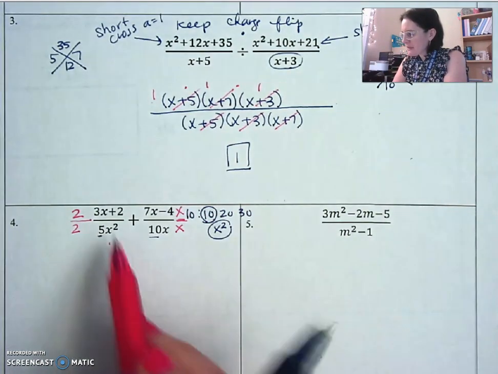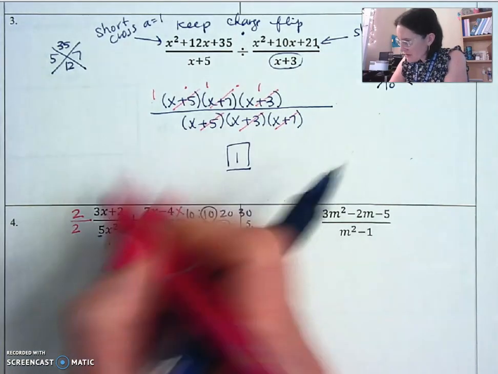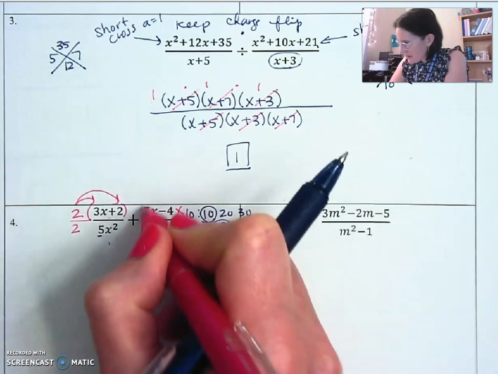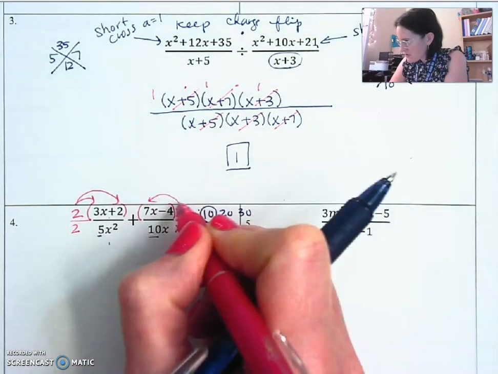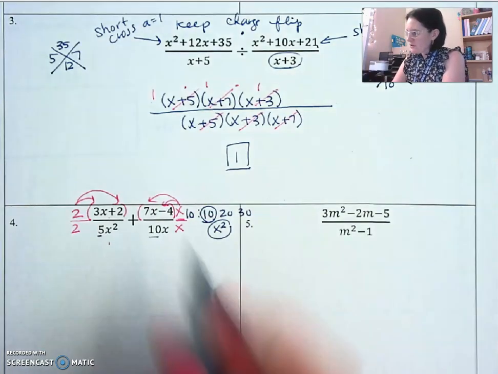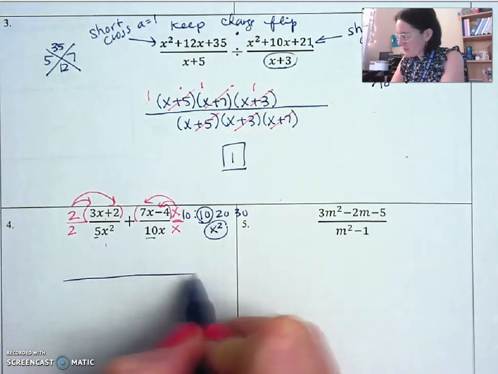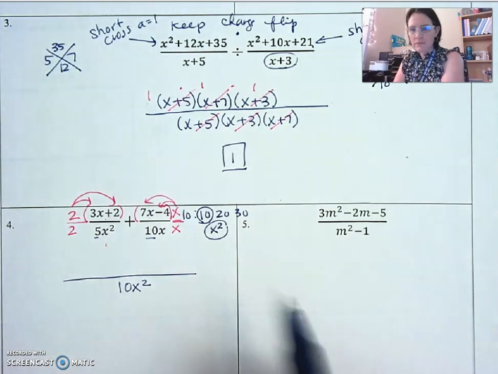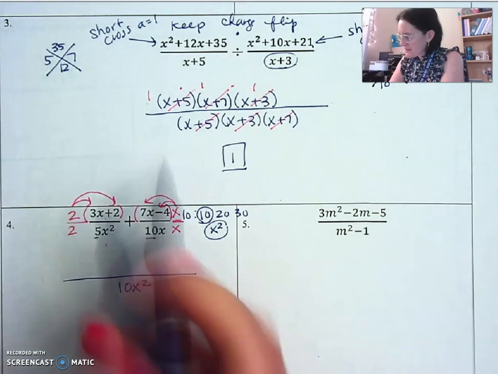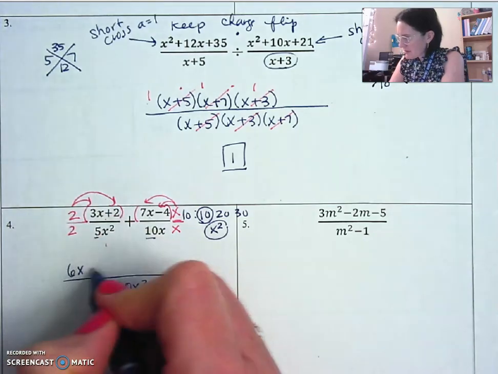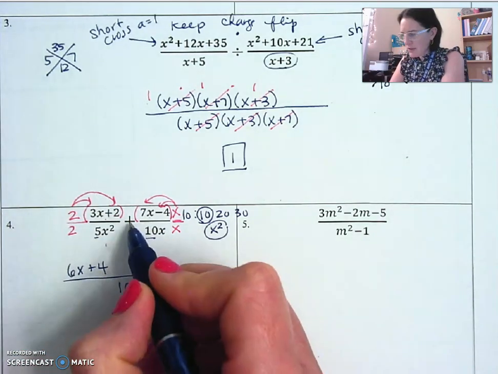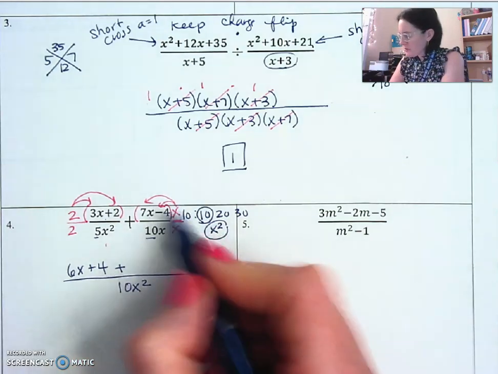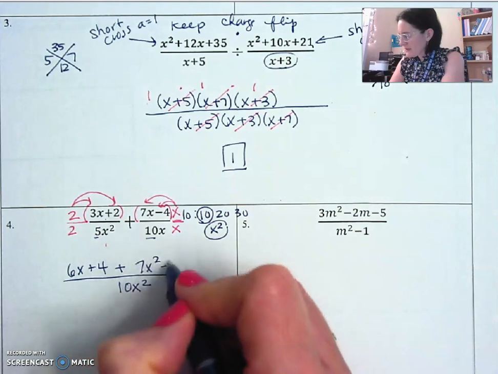And what happens here, because the numerators are binomials, now I have a distributive property situation here and a distributive property situation there. So I'm going to go ahead and combine everything in one big fat fraction with a common denominator of 10x squared. This first distributive is 6x plus 4, and then plus, that comes from here. The second distributive is a 7x squared minus 4x.